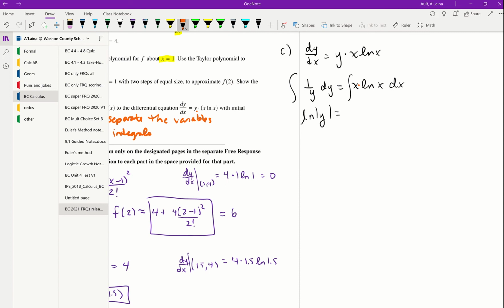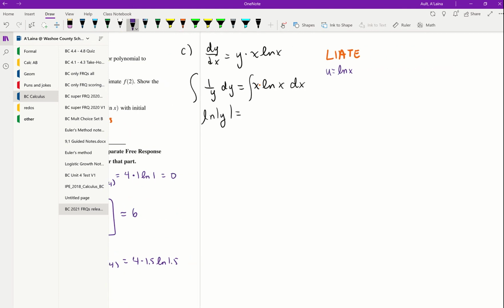This is ultraviolet voodoo. I'm going to think about LIATE. If there's a log, you let that equal u. The natural log of x is going to be u, and then I'll let dv equal x. So du would be 1 over x dx, and v would be 1/2 of x squared. So I'm going to do ultraviolet. I like to put the 1/2 x squared in front of natural log. It doesn't really matter. Okay, you might be like, what the heck is happening here? That's about right. All right, and then minus, so ultraviolet minus voodoo.